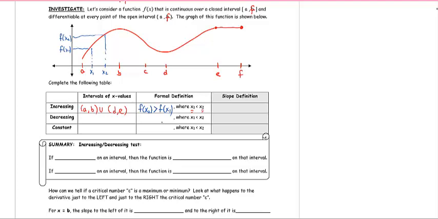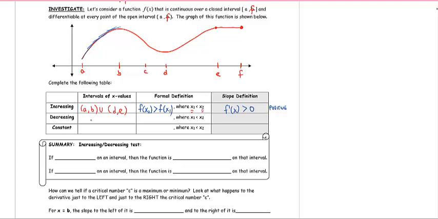Now, this is calculus. That formal definition was probably from pre-calculus. We're talking about slope now. What do we notice about the slopes of all the points in the interval from a to b and d to e? I'm looking at tangent line slopes, and they seem to be all positive. Very good. So therefore, our slope definition here is that the derivative must be bigger than 0, or it has to be positive.